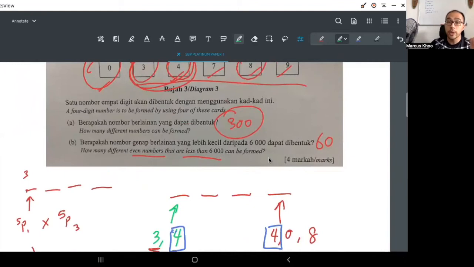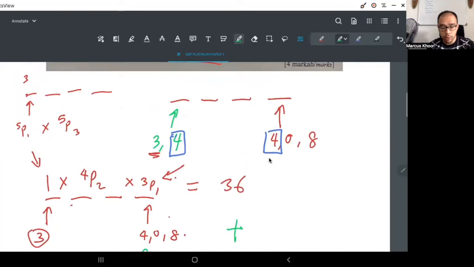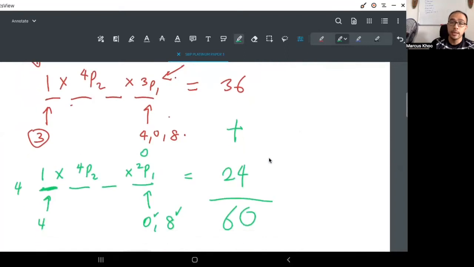Question A is interesting because you cannot put the 0 in front. It has to be a 4-digit number. Question B is interesting because you have a situation now where syarat itu boleh dipenuhi di dua tempat yang berlainan. So you have to consider both cases separately, and then you add both together. Macam ni. And of course we use P because susunan nombor adalah penting. We're not just choosing the numbers, we have to also arrange them.